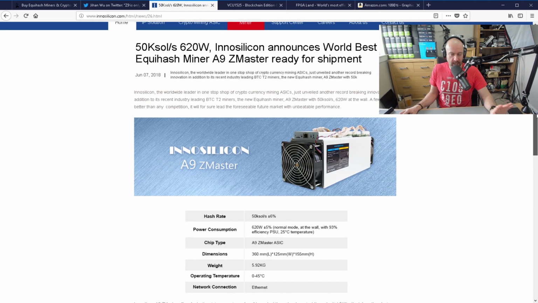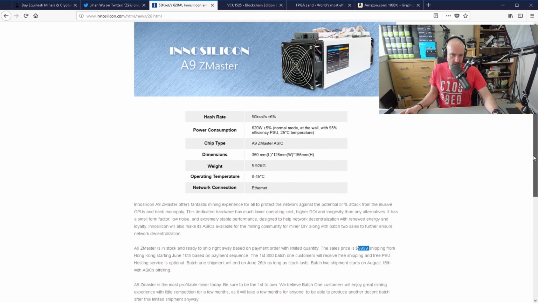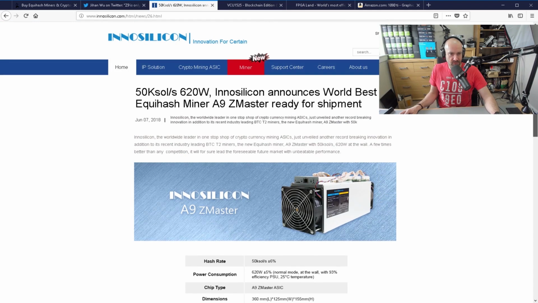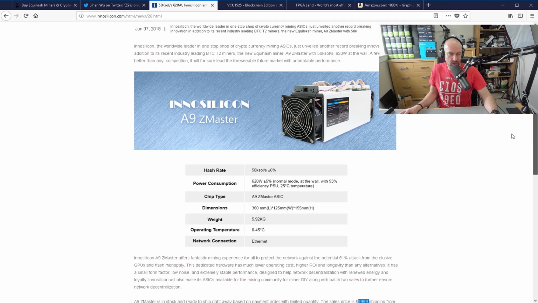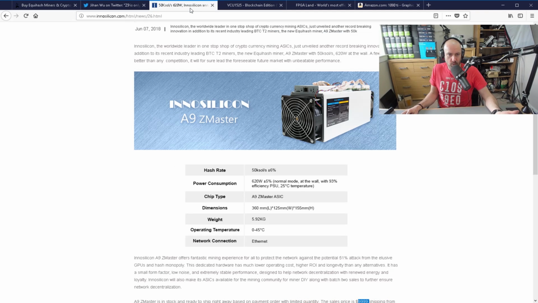Now, the thing that kind of stuck with me, though, is the price. This is going to be sold for $9,099. The first batch are getting a free PSU, but $9,999 seems quite expensive to me because that's $10,000 and it's effectively 5 Z9 Minis. Now, it is more efficient than 5 Z9 Minis. You won't have 5 units, you'll have 1. But you could buy 5 Z9 Minis for a hell of a lot cheaper than one of these.